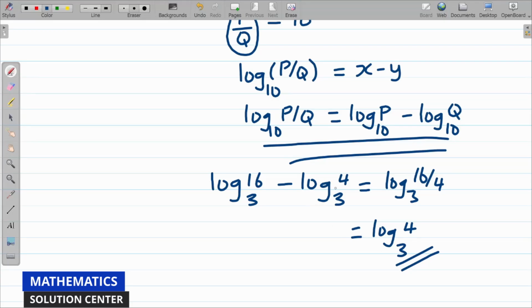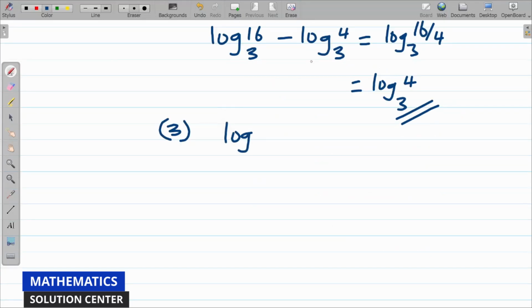So number 3 law: if I have log P raised to the power of n, base 10, it becomes n log P base 10. So that is the law. The power of P goes to the front and multiplies log P base 10. Let's verify this by trying to apply it.